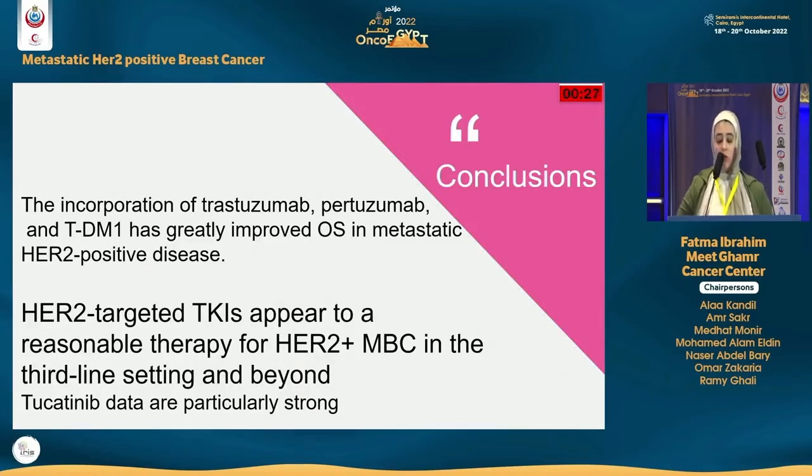Conclusions: incorporation of trastuzumab, pertuzumab, and TDM1 has greatly improved overall survival in metastatic HER2 positive disease. HER2 targeted tyrosine kinase inhibitors appear to be reasonable therapy in HER2 positive metastatic breast cancer in the third line setting and beyond. Tucatinib data are particularly strong.